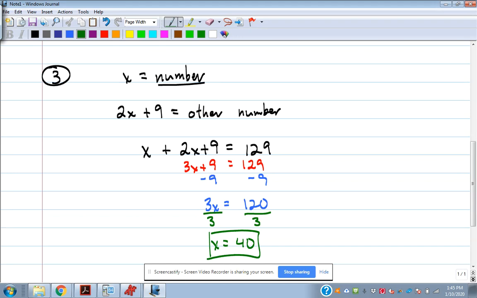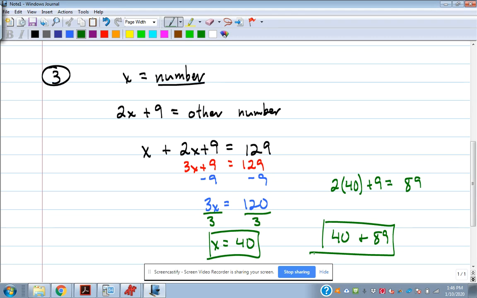How do I get the other? It said find both numbers. Yeah, so if we plug that in to the 2x plus 9, that's going to give us 89. So the two numbers are 40 and 89. It doesn't matter what order you write those in, though. Let's do the smallest first.